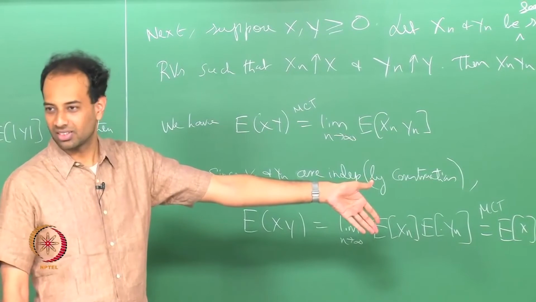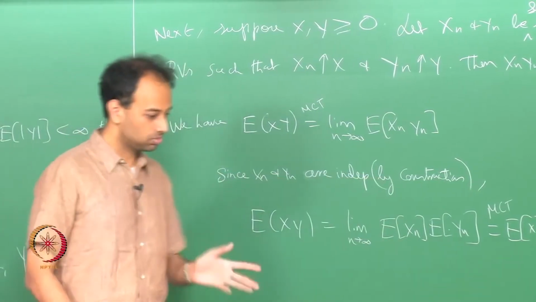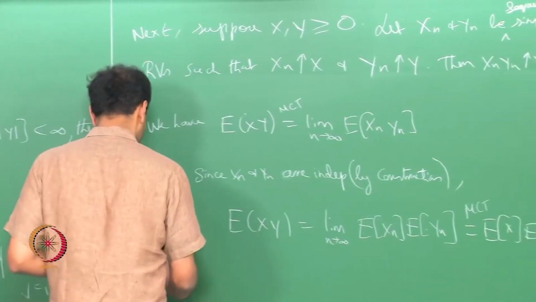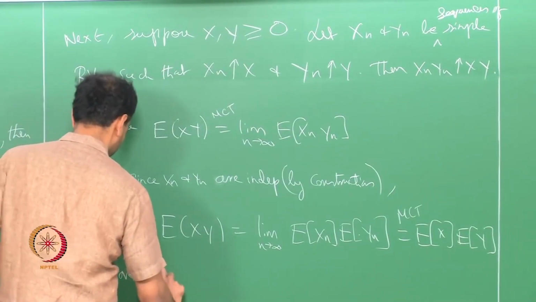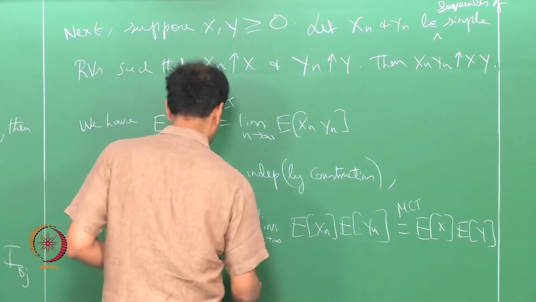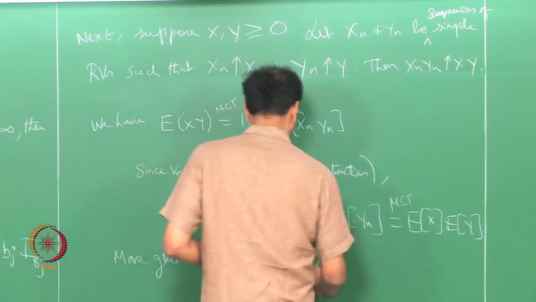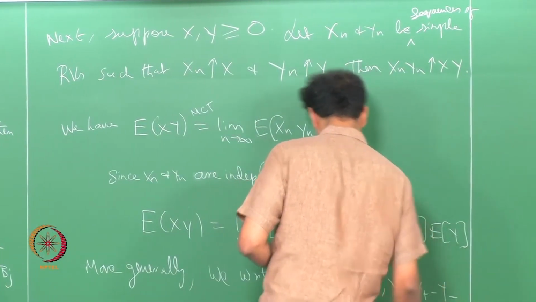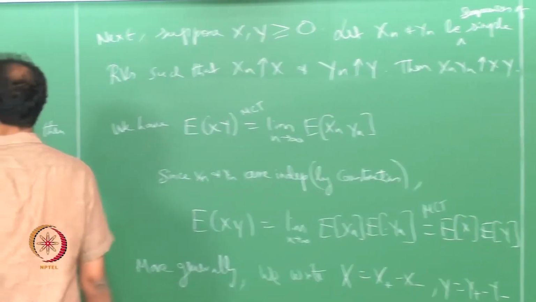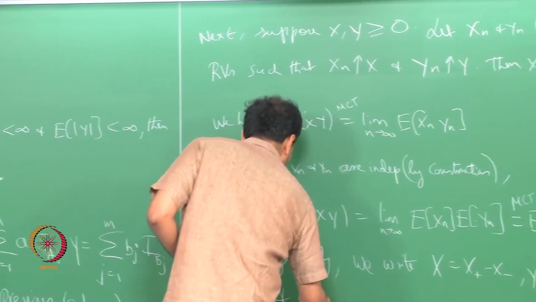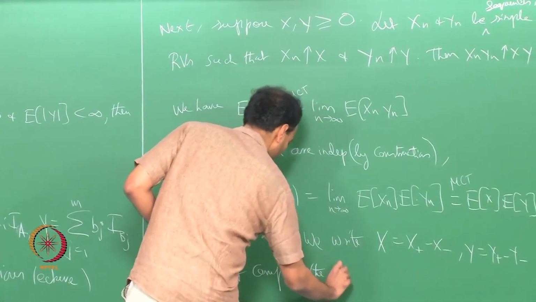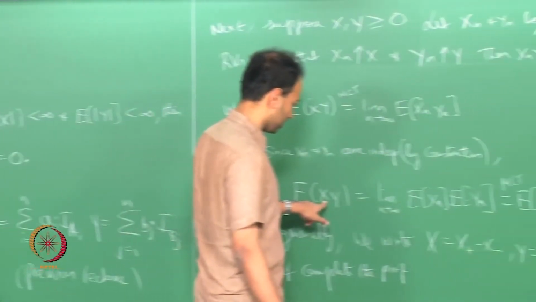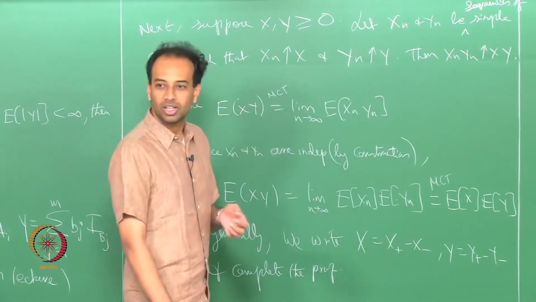Well, I have proved it for the non-negative case when X and Y are both non-negative. If I have to deal with random variables that are possibly negative, then I have to use X plus and X minus. More generally, we write X equal to X plus minus X minus, Y equal to Y plus minus Y minus, and complete the proof. This is there in your lecture notes, so I am not writing that down. You explicitly write X as X plus minus X minus, Y as Y plus minus Y minus, expand the whole thing out, and then you can prove that.